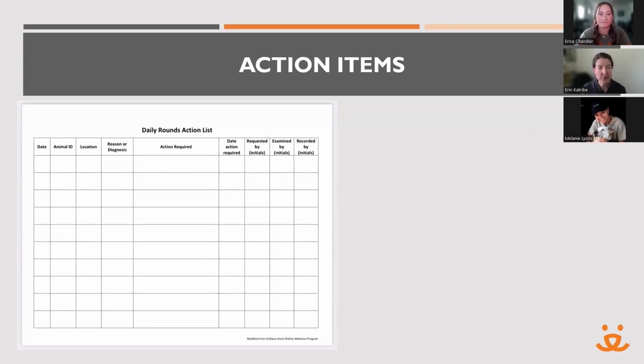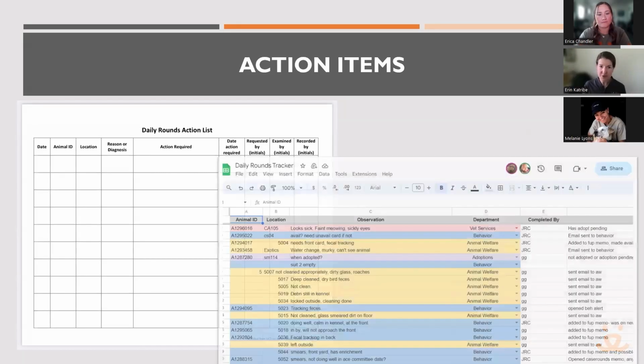We have options for this list of action items. How do we keep track of all the things we have to follow up on later? We can do this old school, on pen and paper, or we have options for electronic versions, so shared spreadsheets.